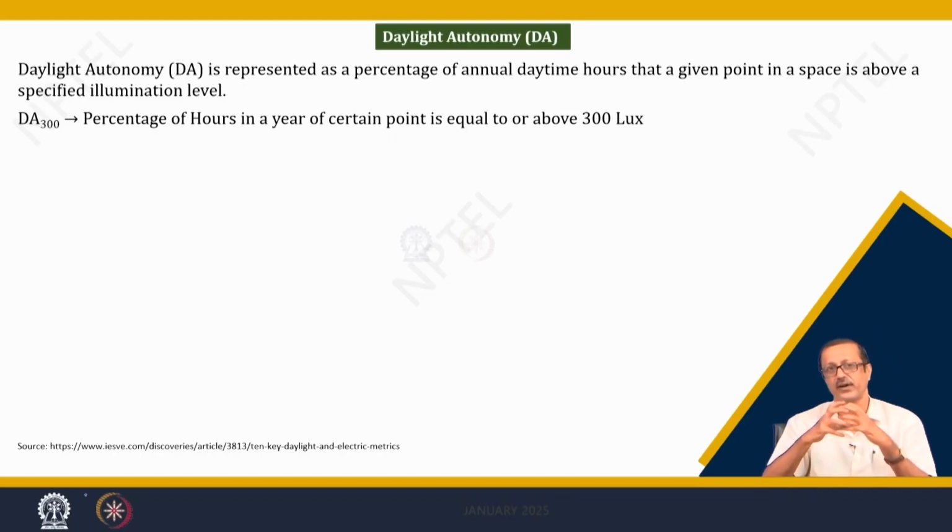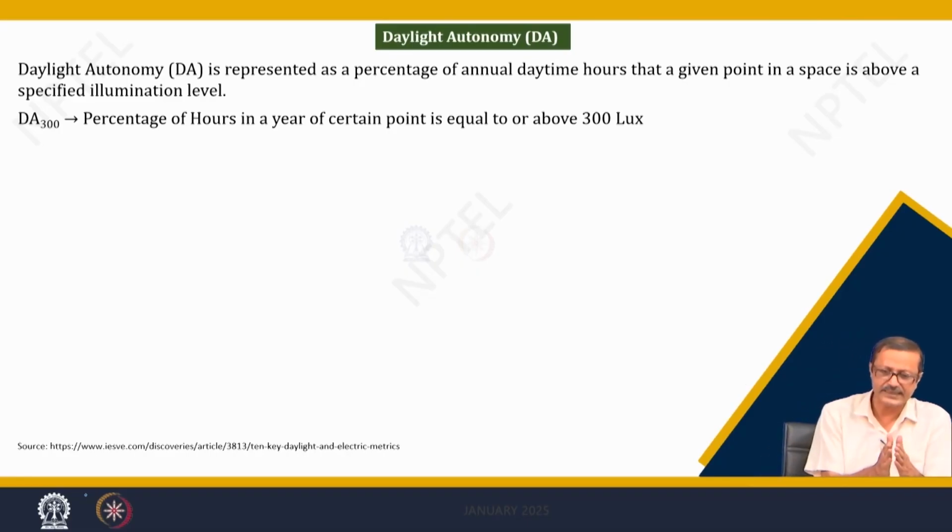So, from that concept, a dynamic concept can be thought of for daylight, not a static concept of only one single value or one single parameter. Throughout the year, what is the quality of that particular space based on the sunlight and all the sun angles? So, the daylight autonomy, DA, is represented, whatever I have written, as the percentage of annual daylight time that a point in a space is above a specified illumination level.